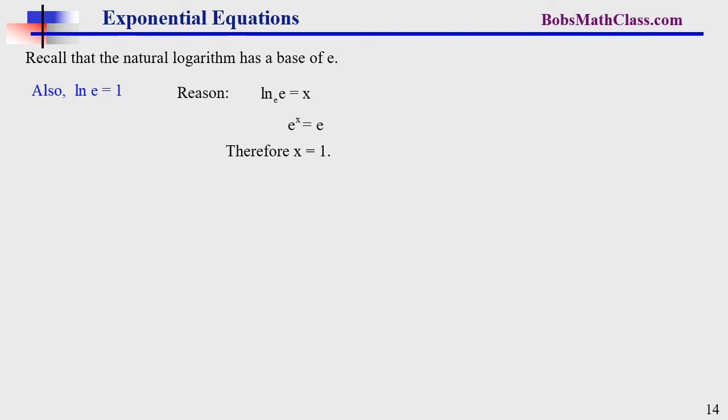And that's because here's our reasoning. Ln base e of e equals x. If you change that from logarithmic form to exponential form, e to the x equals e. The only way that happens is if x equals 1. So the natural log of e is always going to be 1.